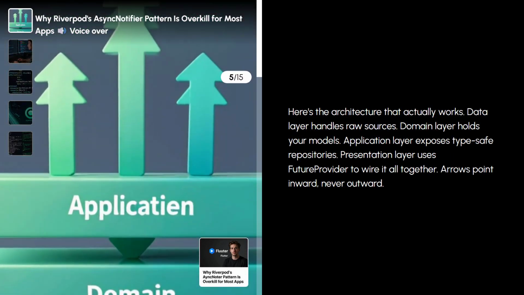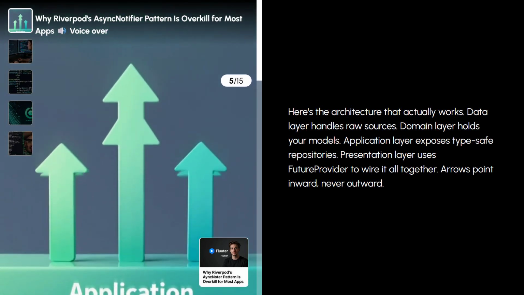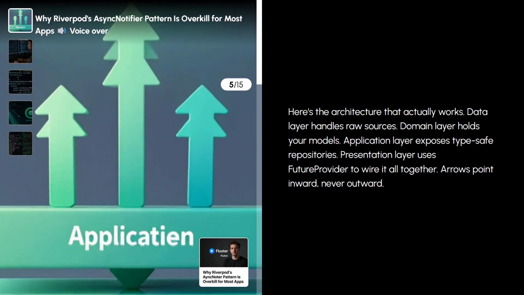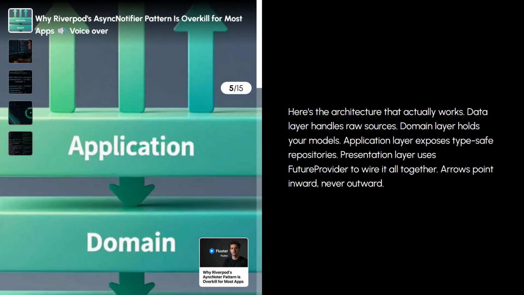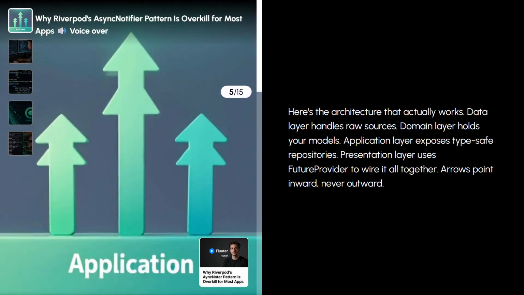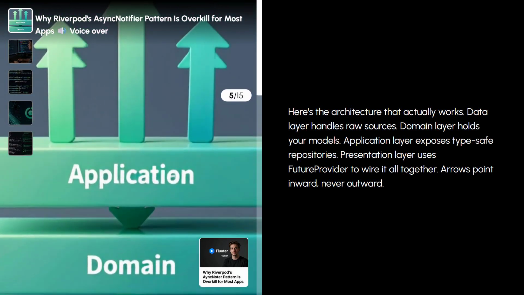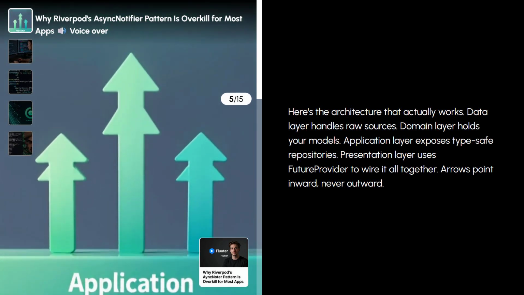Here's the architecture that actually works. Data layer handles raw sources. Domain layer holds your models. Application layer exposes type-safe repositories. Presentation layer uses FutureProvider to wire it all together.